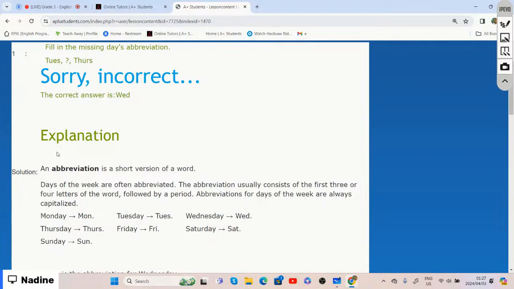And when we abbreviate days of the week, it's often abbreviated. The abbreviation usually consists of the first three letters or the first four letters of that specific word. And then when you abbreviate the days of the week, which is either the first three letters or the first four letters of that word, then it needs to be followed by a period.